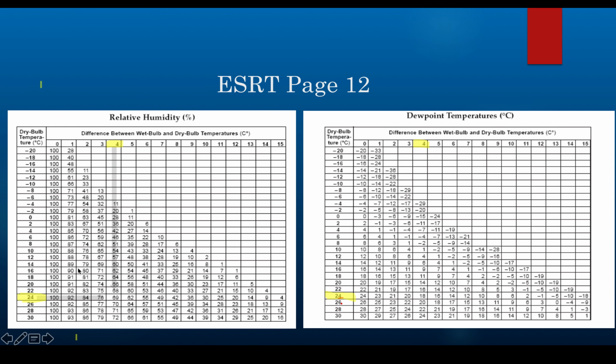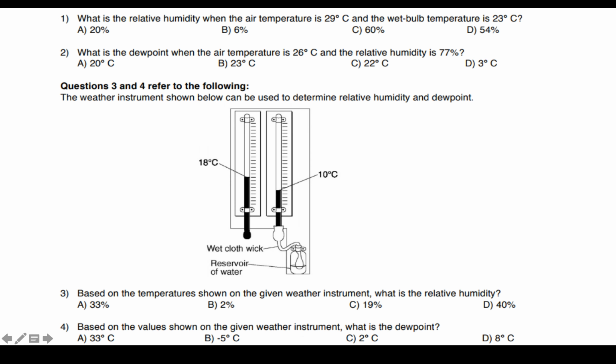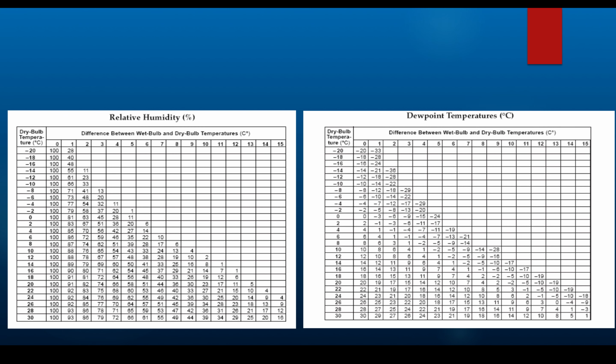Again, we're using the relative humidity chart. So we said that the relative humidity is 77%, and the air temperature is 26. So again, the air temperature is the dry bulb. We follow it all the way down. We find 26. I'm going to follow it over until I find 77. 77% was the humidity. I'm going to follow this all the way up to get my difference, and that gives me a difference of 3.